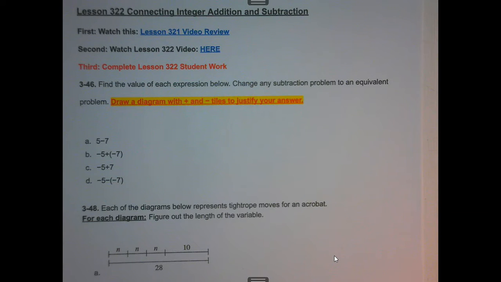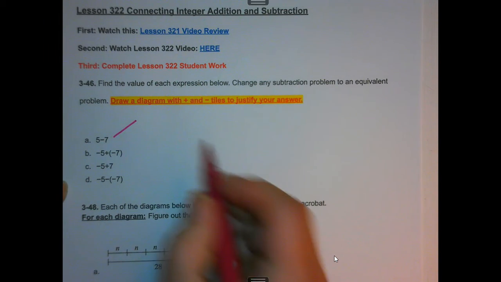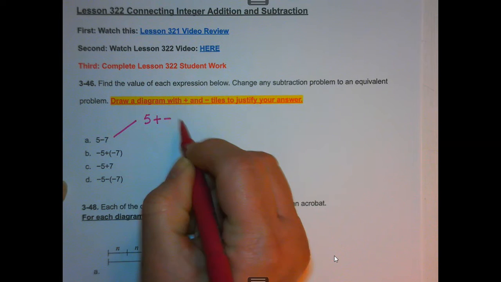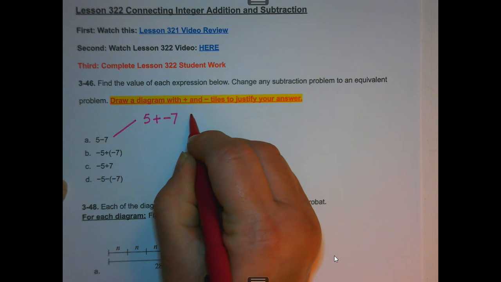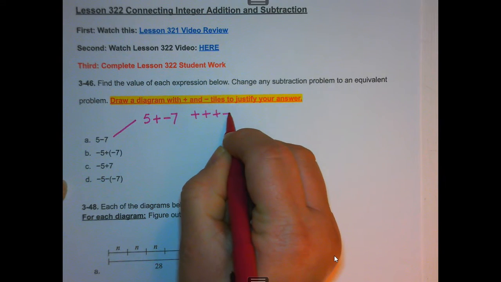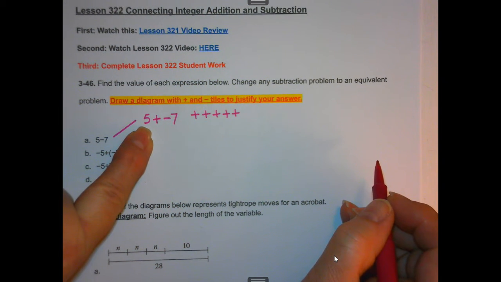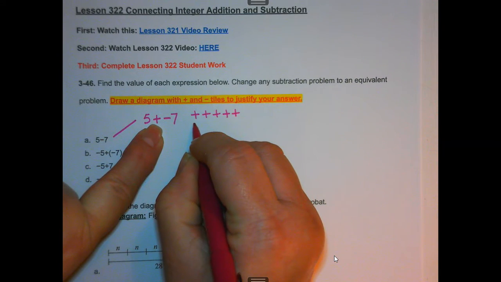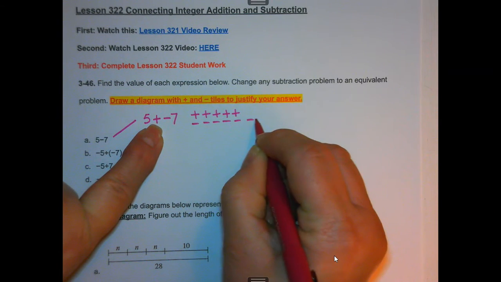And so that would mean that for letter A, we would change that to 5 plus the opposite of 7, which would be -7. In order to draw a diagram for that, we would draw 5 +5 symbols, because that's what that represents. And we're going to add to that -7. So we're going to draw 1, 2, 3, 4, 5, 6, 7.